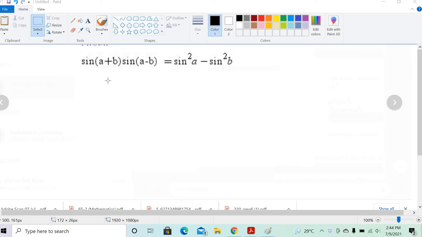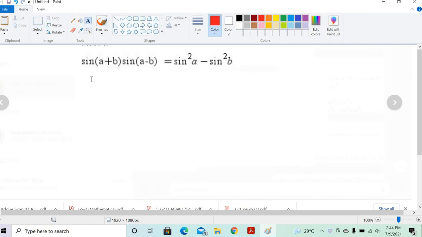Hi guys, let's understand the proof for the trigonometric function sin(a+b) into sin(a-b) is equal to sin square a minus sin square b. This is a very important formula if you're preparing for the JEE examination. This formula should be there in mind. So how do we have to prove it? Let's try to prove this part.